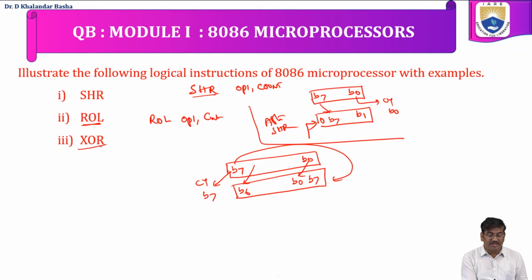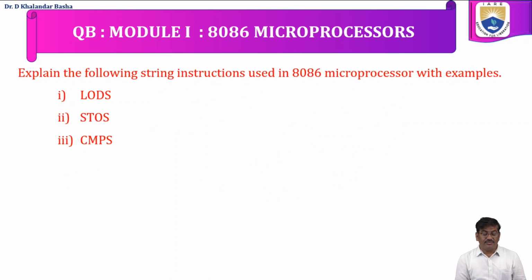The next instruction is the logical instruction XOR. The syntax of the instruction is XOR destination, source. Here the contents of source will be XORed bit by bit with the destination, and the result will be there in the destination. Explain the following string manipulation instructions.